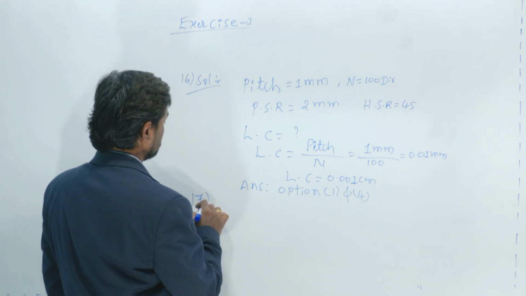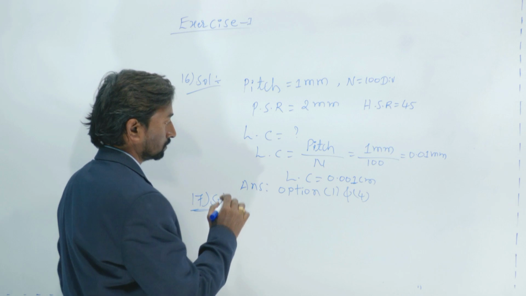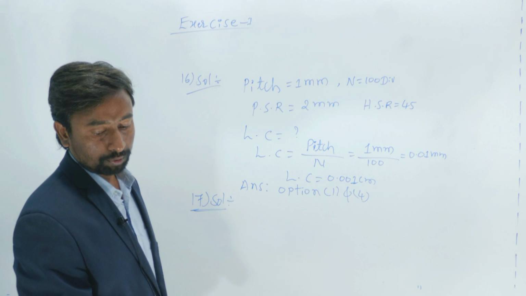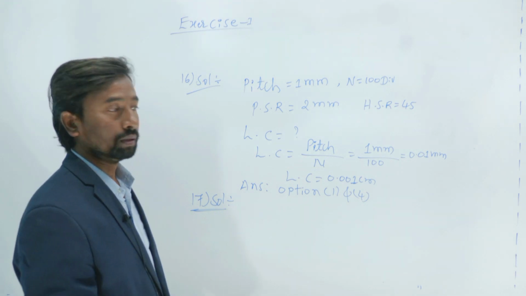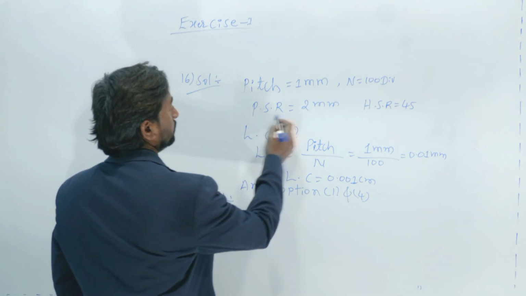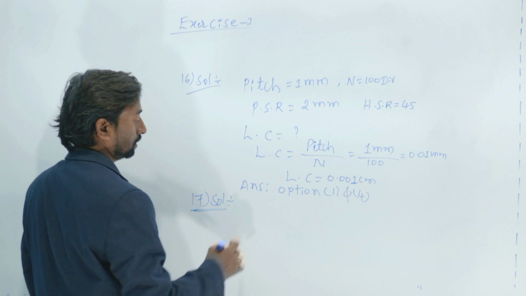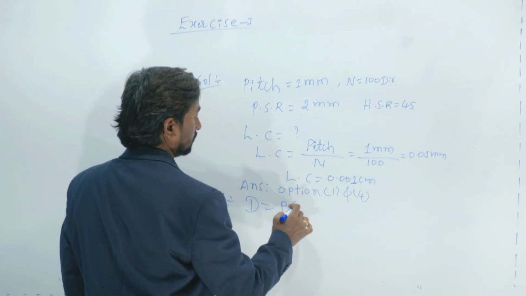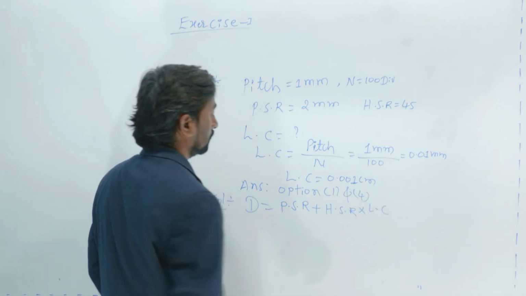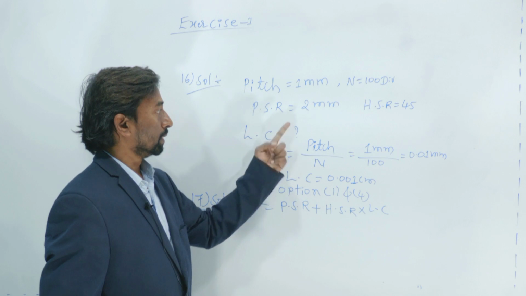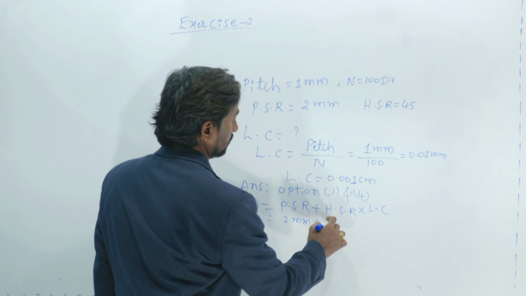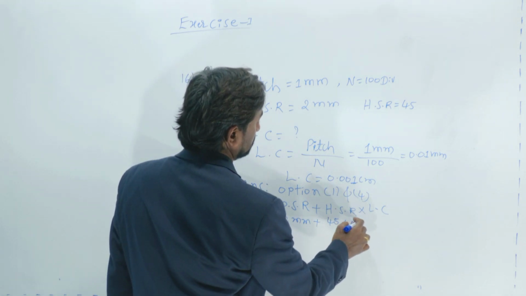So now the 17th one. From the above problem, we should find the diameter of the wire. For that we have the PSR and HSR given, and we have found the least count. The diameter D is equal to PSR plus HSR into least count, that is the diameter formula. So PSR is 2 mm plus HSR 45 into least count 0.01 mm.